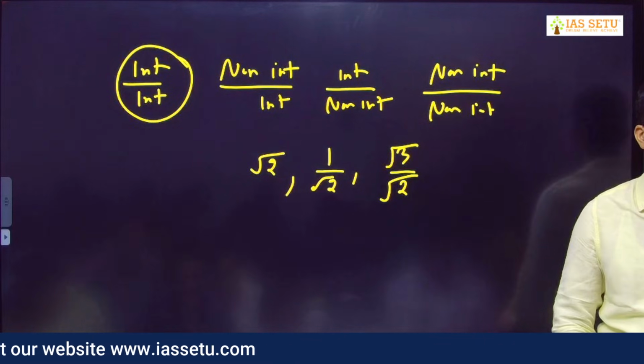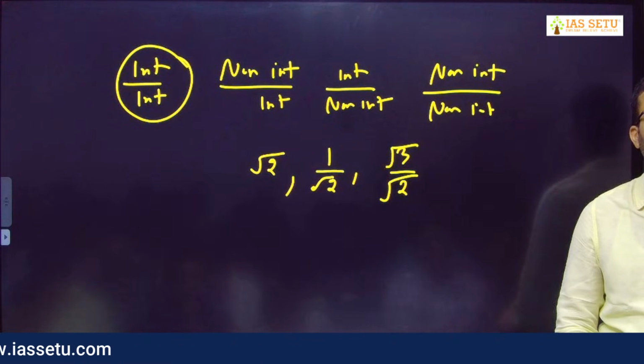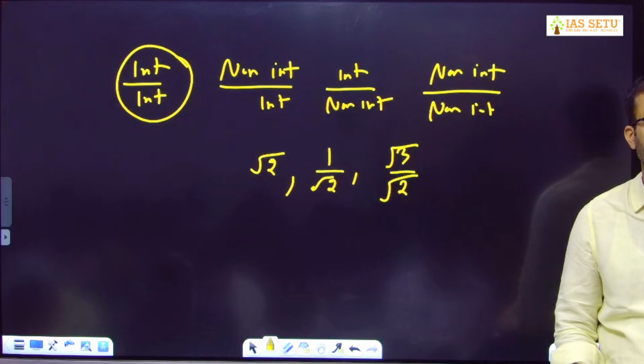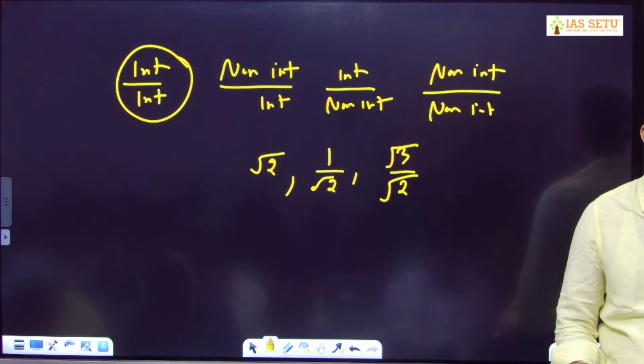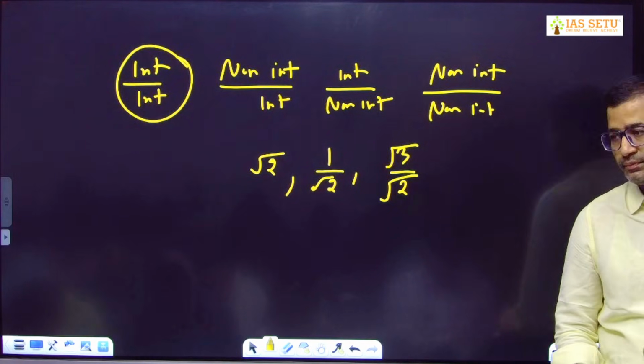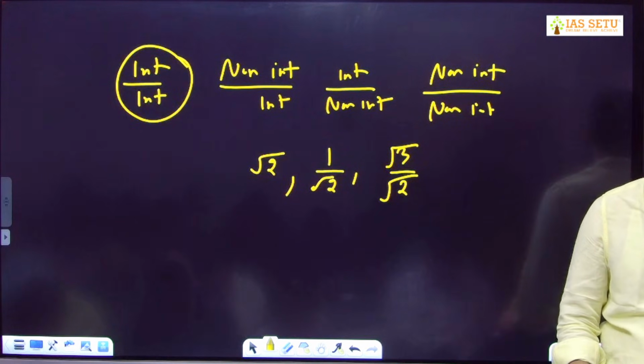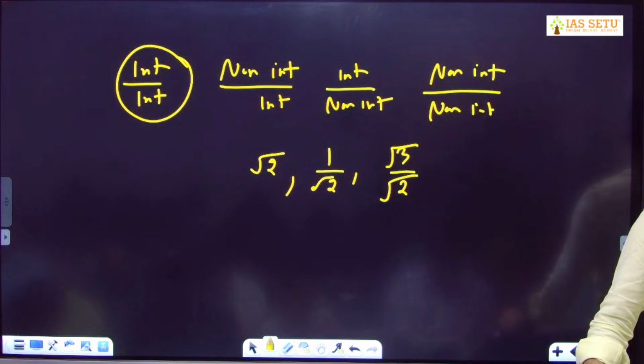Here in irrational numbers, write one more thing. Even in irrational numbers, the denominator can't be 0. So this is clear. Q is not equal to 0, or the denominator cannot be 0. Even in irrational numbers, the denominator cannot be 0.